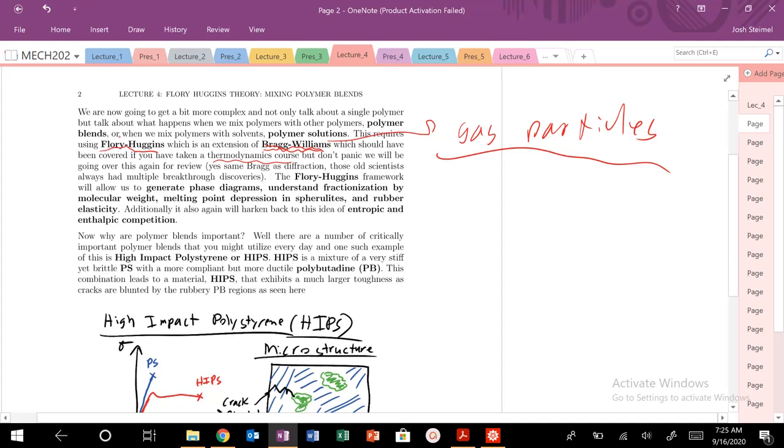So the beauty of this, and why we're trying to figure out when polymers will mix and when they won't, is that it's going to allow us to generate phase diagrams and understand fractionation by molecular weight. We're going to be able to understand rubber elasticity. We are going to be able to look at how the melting point will change. We're going to be able to understand self-assembly.